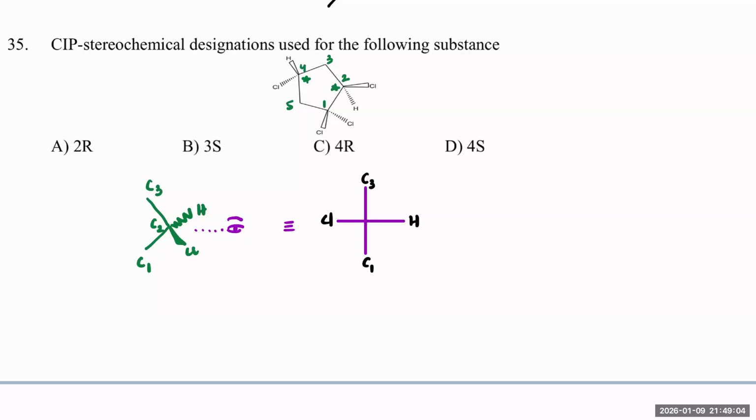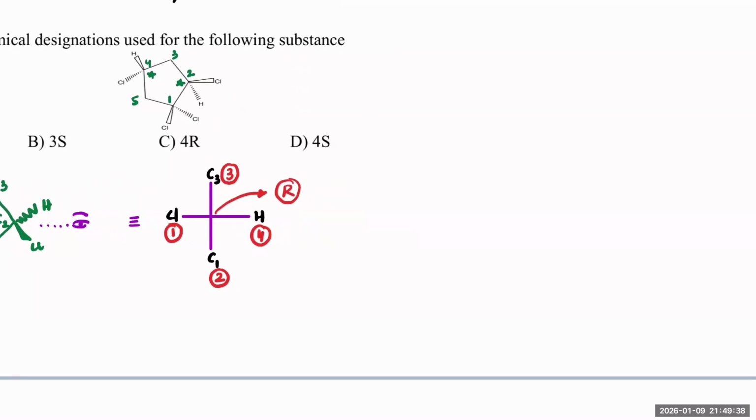Now let's give the ranking based on CIP rules. Chlorine will always get the first priority, and carbon 1 has two chlorine, so that means it will get second priority. Carbon 3 is third priority, and this is fourth priority. So how is it rotating? 1, 2, 3. It is going anti-clockwise direction. Anti-clockwise direction makes it R configured. Okay. So on second position, we have R configuration.